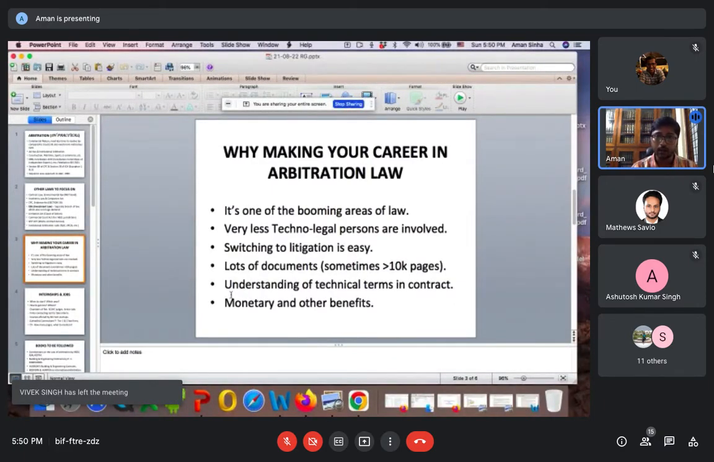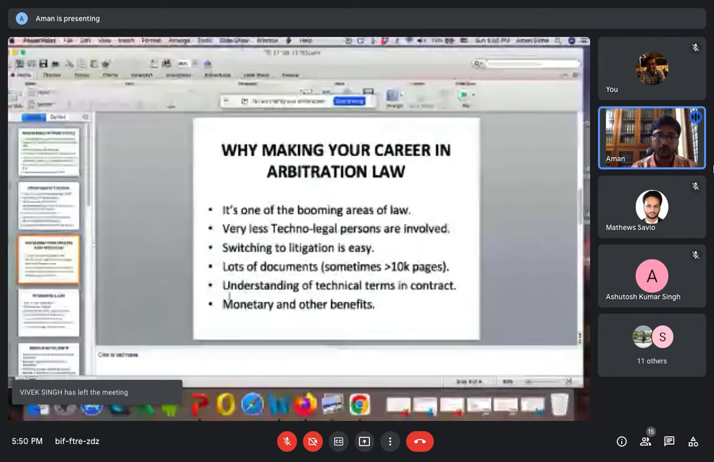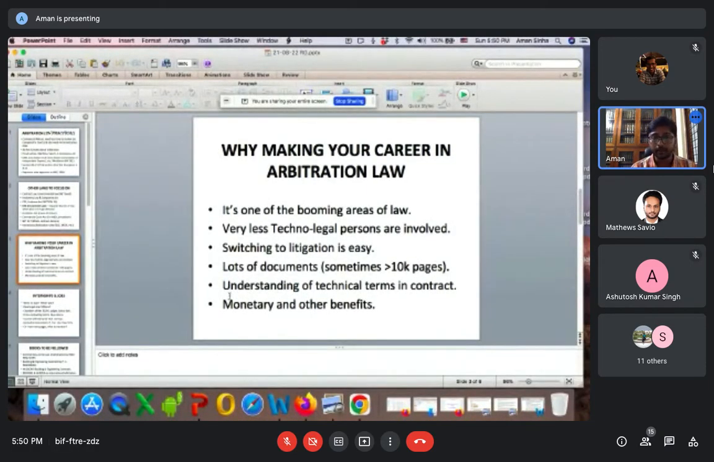And in general, we have now come to the post-COVID situation. So money involved is good. You will be going to the hotels and all those things. So it's a good thing. You will be getting too much exposure.